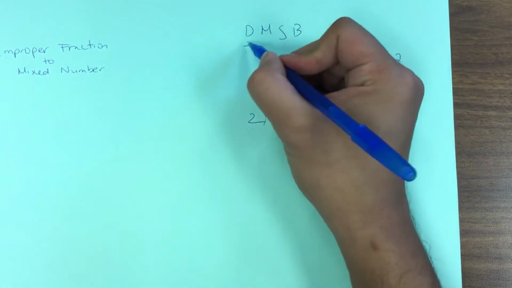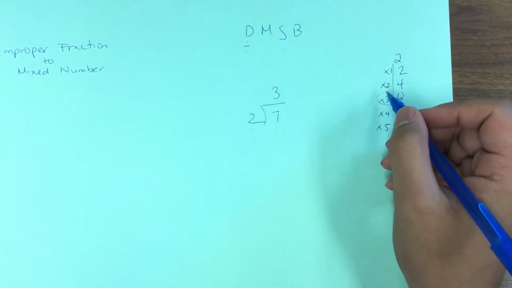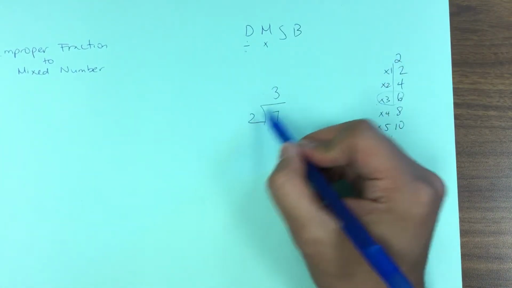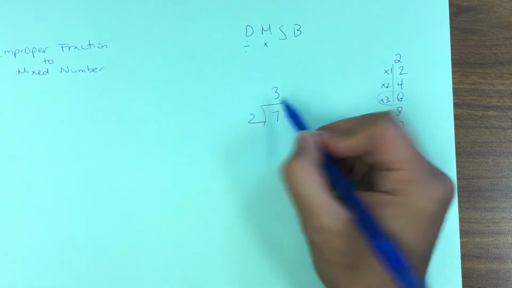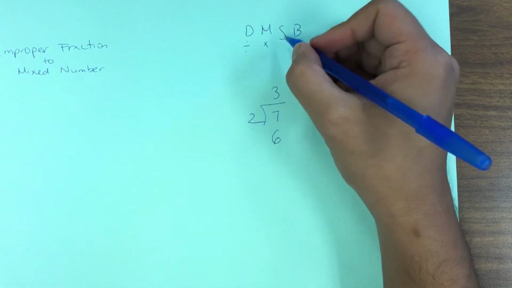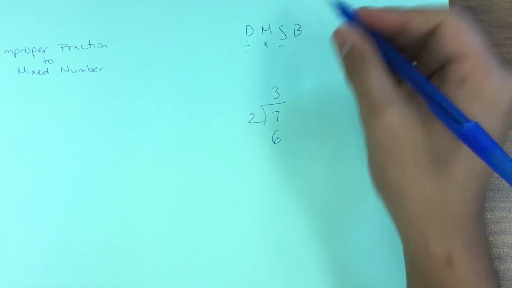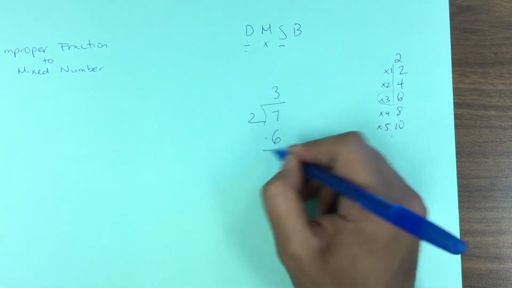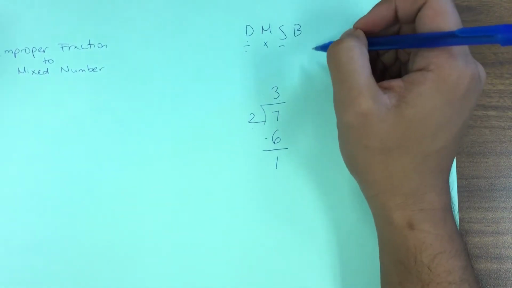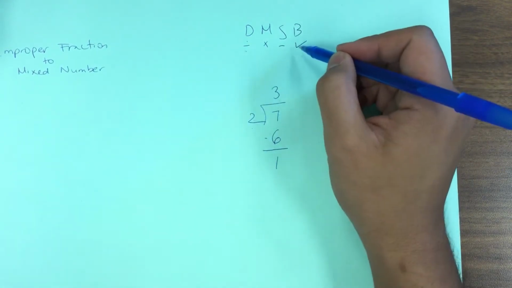So, daddy, division. 2 goes into 7 3 times. Now let's go to mother, which is multiplication. 2 times 3 is 6. So you put the 6 right there. Then we have sister. Daddy, mother, sister is subtraction. 7 take away 6 is going to be 1. And brother is always last. Brother. This is bringing down.